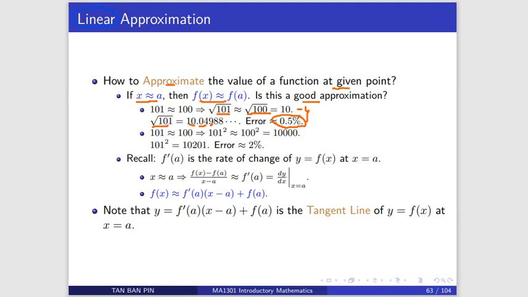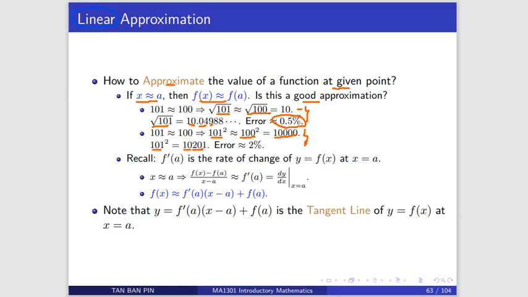And if you try to use 100 squared to approximate 101 squared, since 100 and 101 are near, 100 squared is 10,000. If you work out 101 squared, the actual answer is 10,201. So there's a difference of 201, and it's about 2%. So with that you see that in the second example, the approximation is no good.